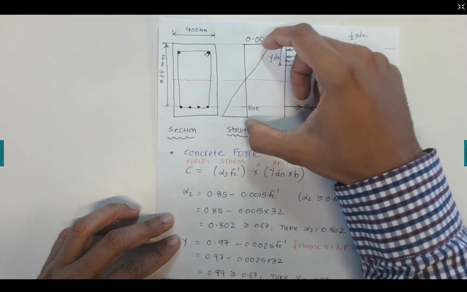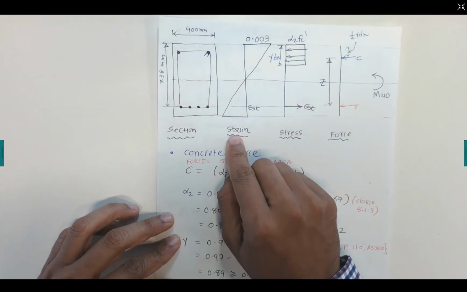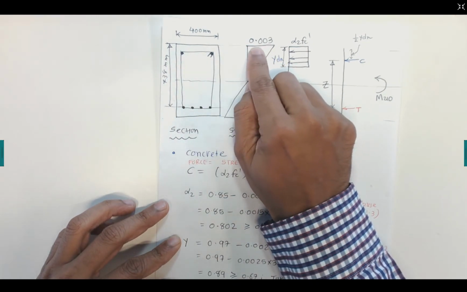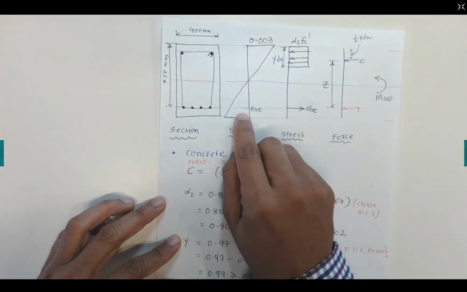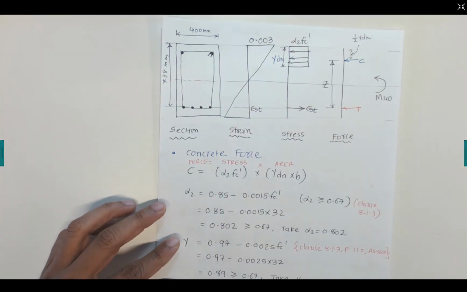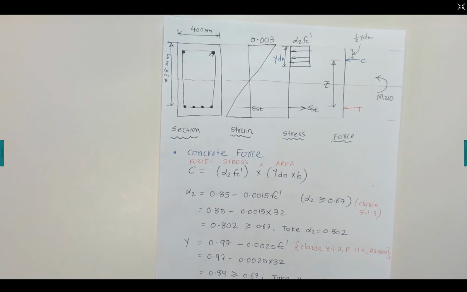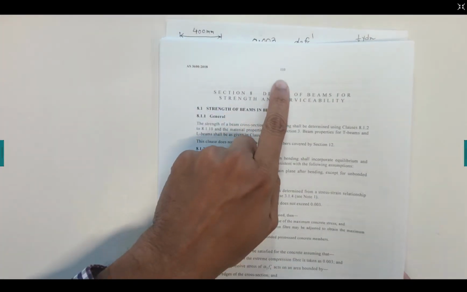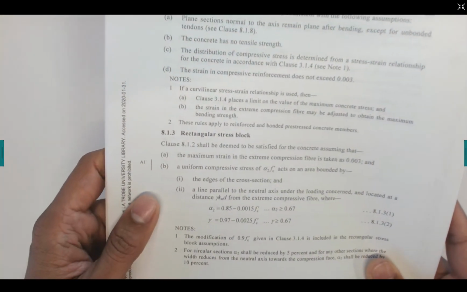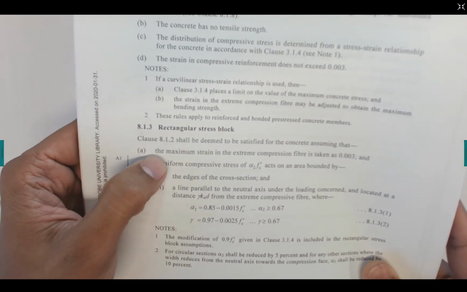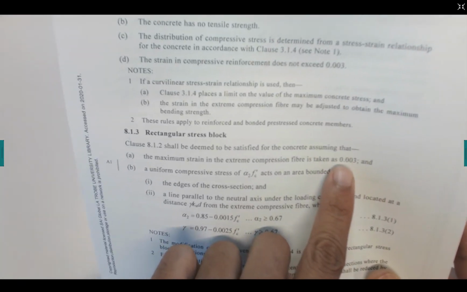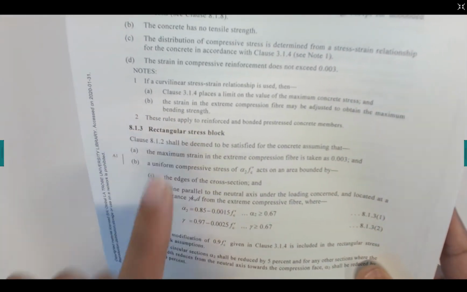the beam. Now if I measure this strain value, the maximum concrete compression strain is 0.003, and that is given in the Australian standard. So if you look here on page number 110, we can show it to you here on clause 8.1.3. It says the maximum strain in the extreme compression fiber is taken as 0.003. So it's in clause 8.1.3.